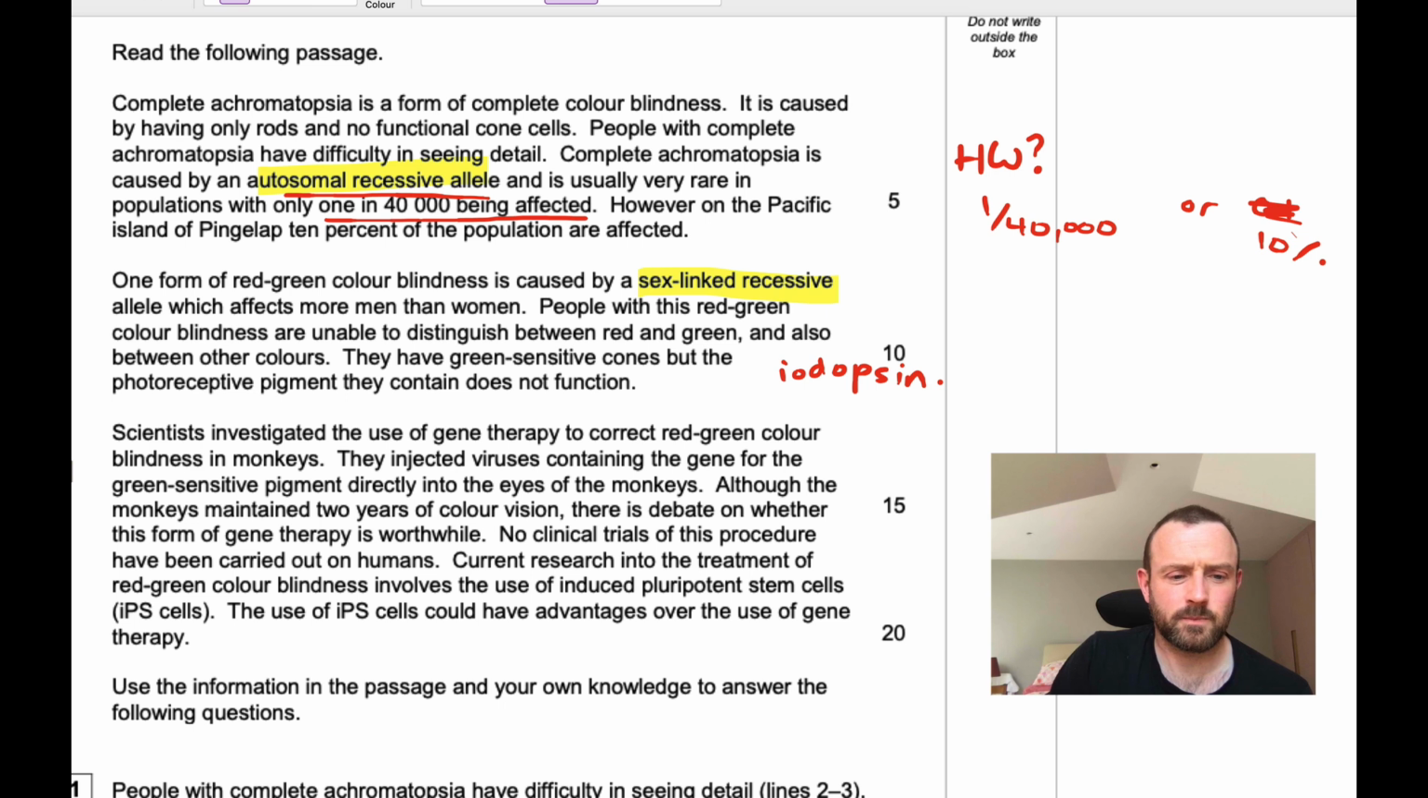All right, let's keep going. Scientists investigated the use of gene therapy to correct red-green color blindness in monkeys. They injected viruses containing the genes for the green-sensitive pigment directly into the eyes of the monkeys. Although the monkeys maintained 2 years of color vision, there is debate on whether this form of gene therapy is worthwhile. I presume it ran out after 2 years. No clinical trials of this procedure have been carried out on humans. Current research into the treatment of red-green color blindness involves the use of iPSCs, induced pluripotent stem cells. The use of iPSCs could have advantages over the use of gene therapy.